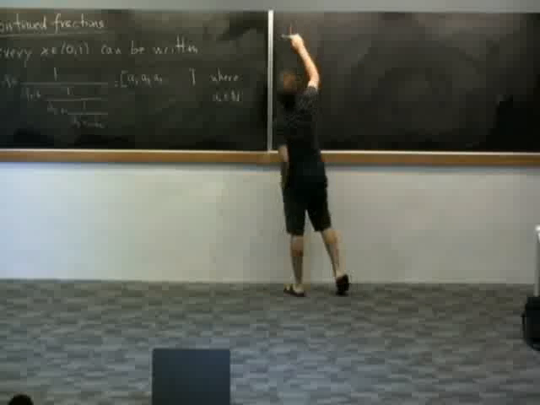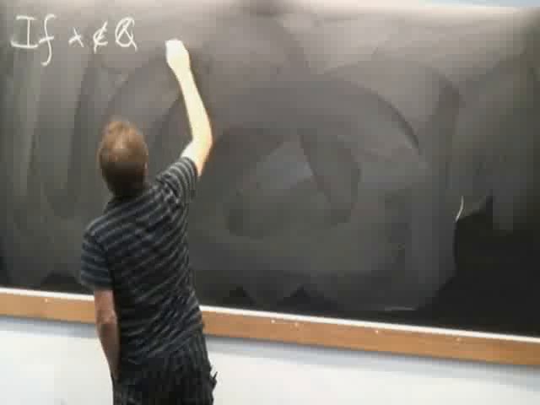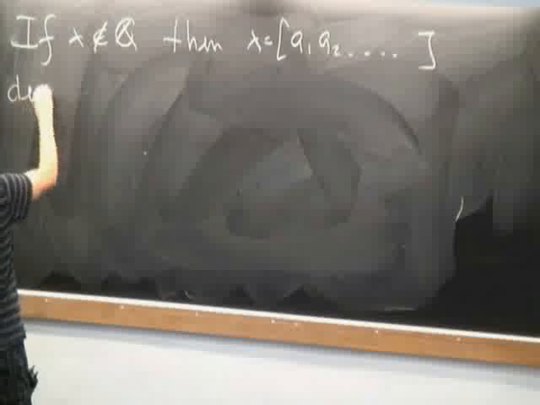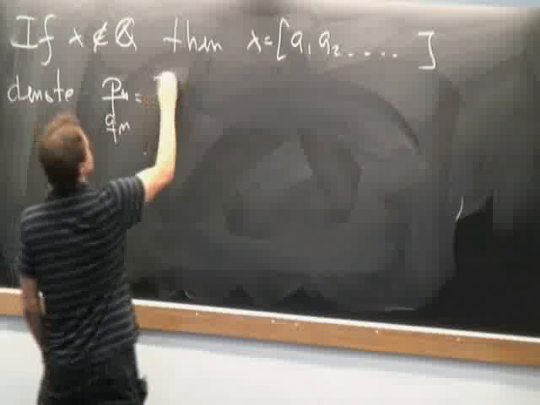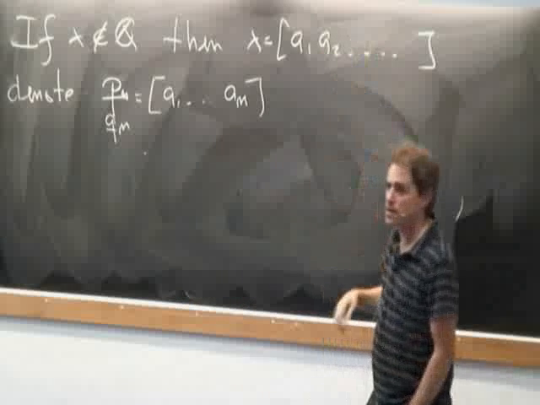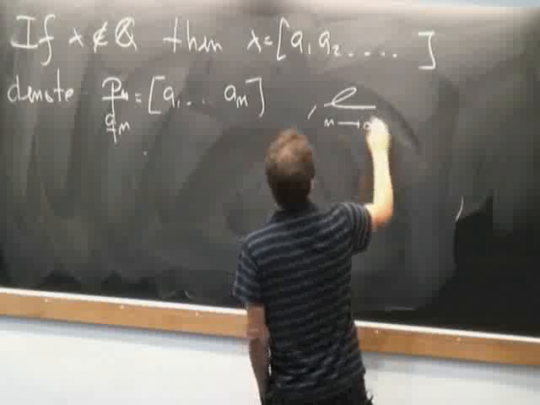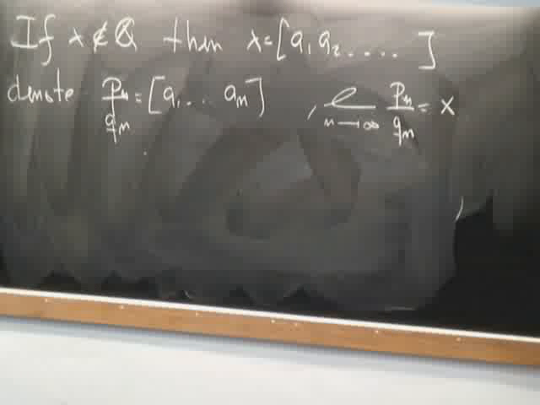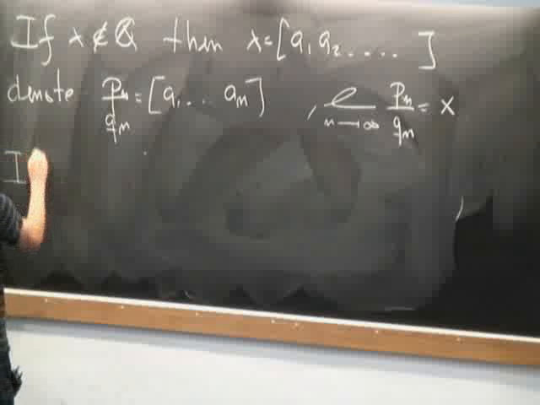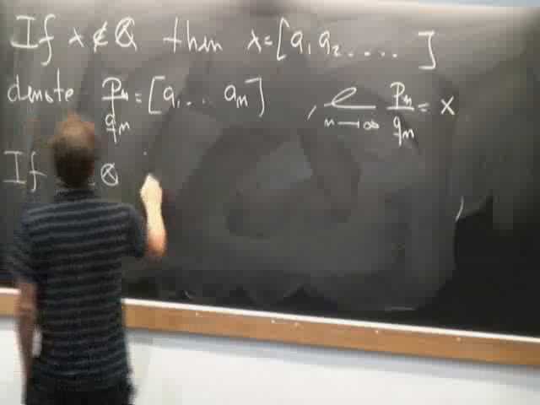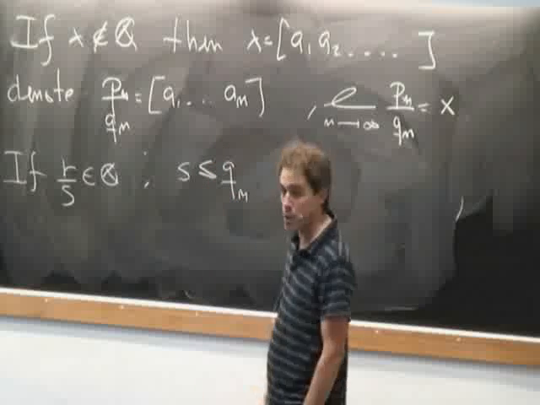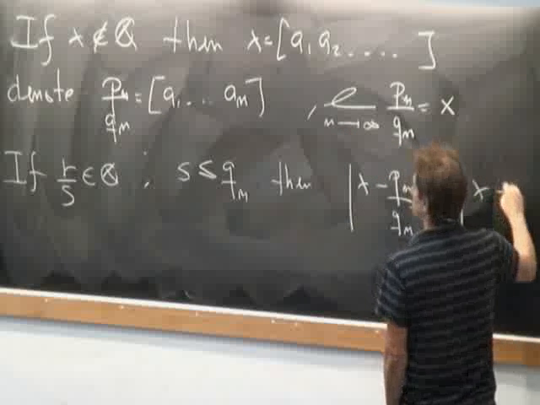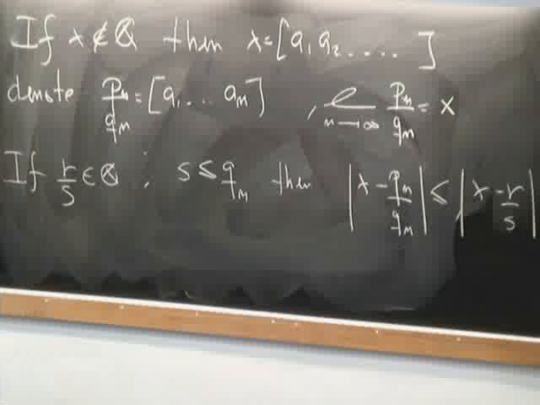So if x is irrational, then you can write x as an infinite expansion, and you can denote Pn/Qn to be the truncation at the nth digit of this. That gives you a rational number that satisfies this. But not only that, it is a very good rational approximation in the sense that if you pick any other rational number for which the denominator is more or equal than Qn, then this approximation is better than the other one.